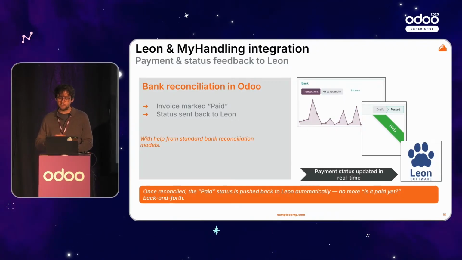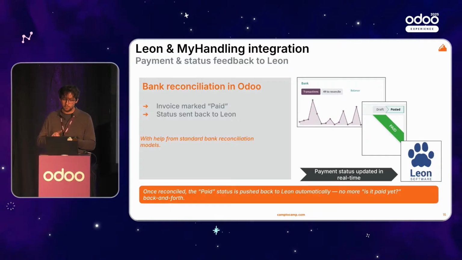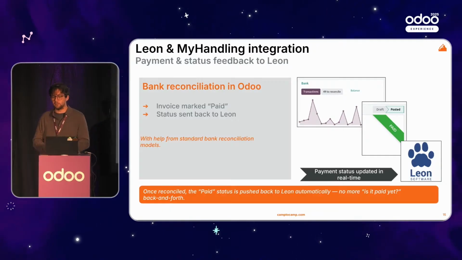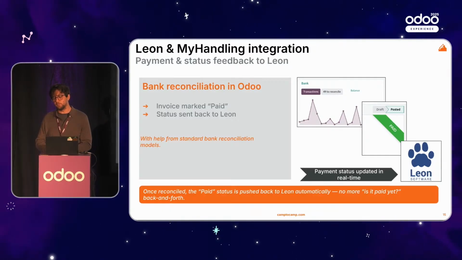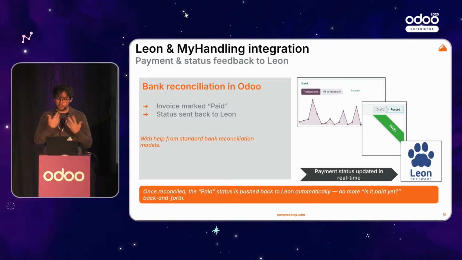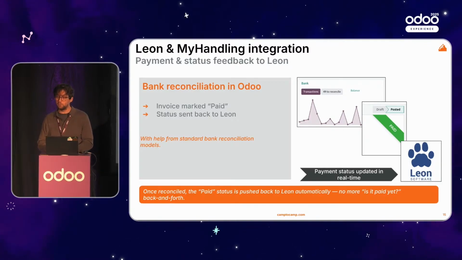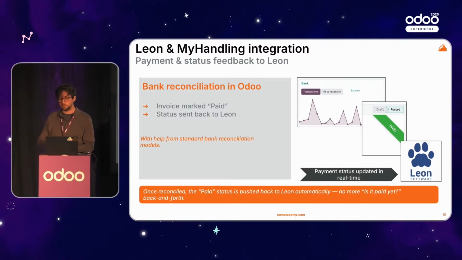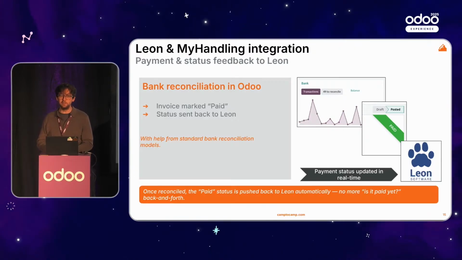Then they send the invoices to the customer, and reconcile them with the reconciliation model, standard features of Odoo. Then, when the invoice is paid, two instant notifications are sent: one to the customer, and one to the handling team, because it's important for them. The information is brought back to Leon to say that the invoice is paid. And these things happen in real time.